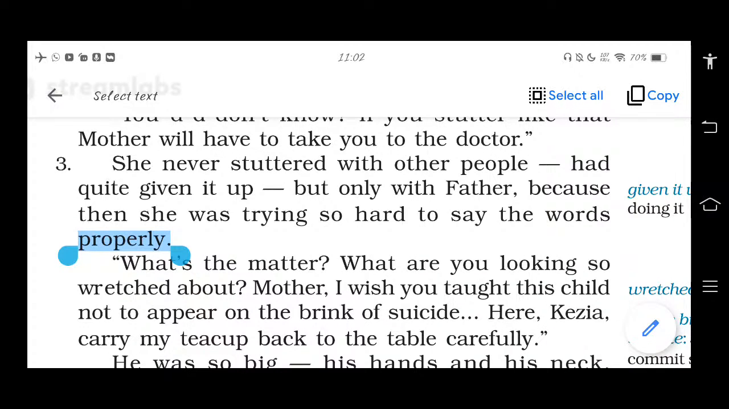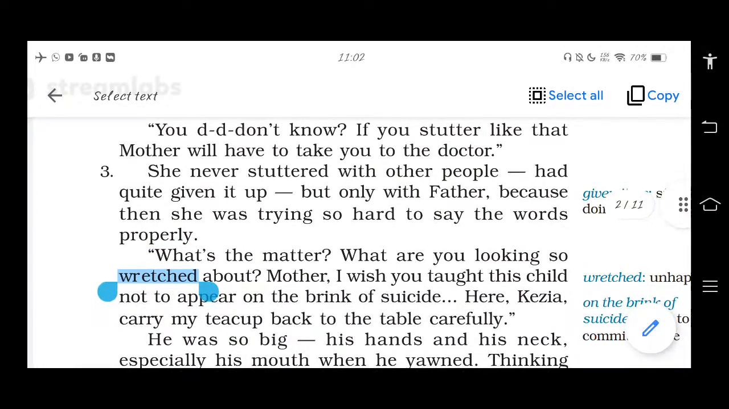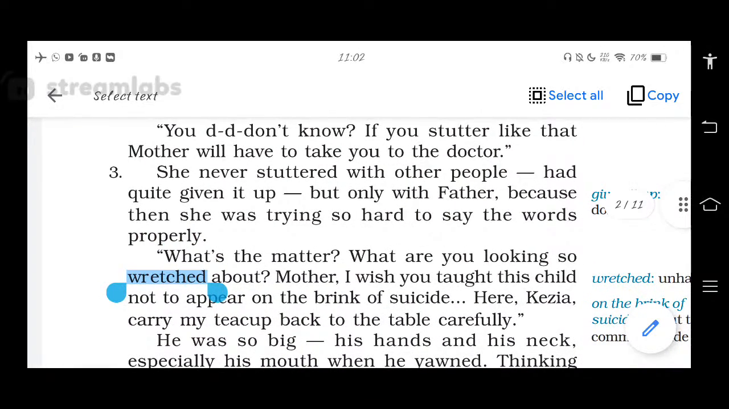Okay, what's the matter? What are you looking so wretched about? Wretched, W-R-E-T-C-H-E-D. See here, the underlined part. Wretched means nothing but unhappy. It's an adjective. Very good. So what does the word wretched mean?